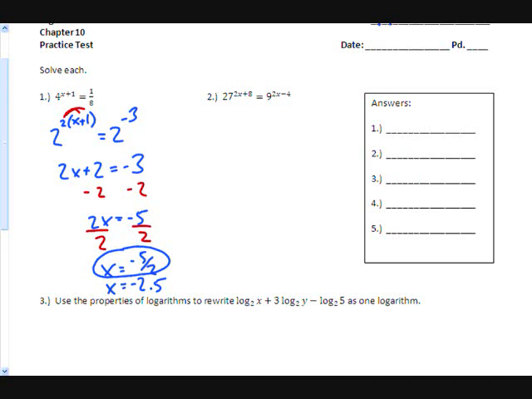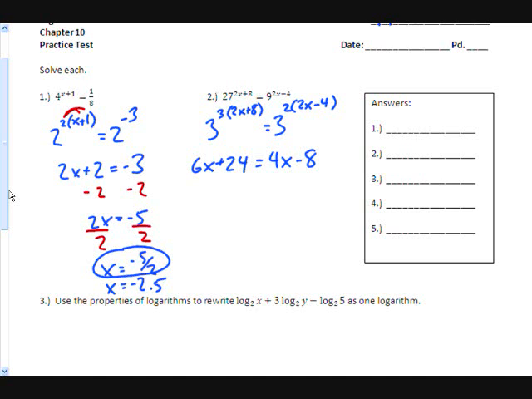For the next one, I want to do the same thing because I can rewrite these so that they have the same base, so I might as well. 27 is the same thing as 3 to the third power. Again, I multiply the exponents. 9 is the same thing as 3 to the second power, so I multiply the exponents. And now that I have the same base, it means the exponents are equal. I'm going to go ahead and distribute in this first step. So that's 6x plus 24 equals 4x minus 8.